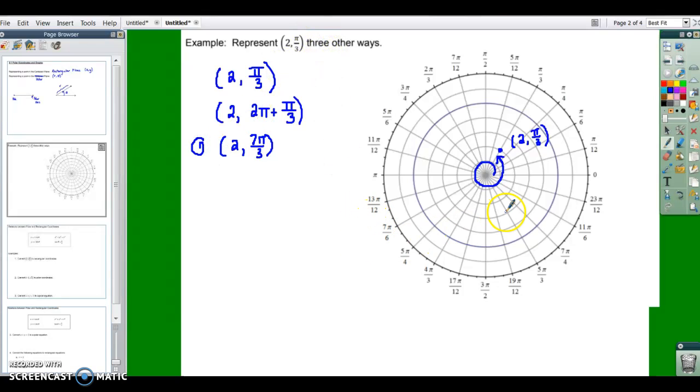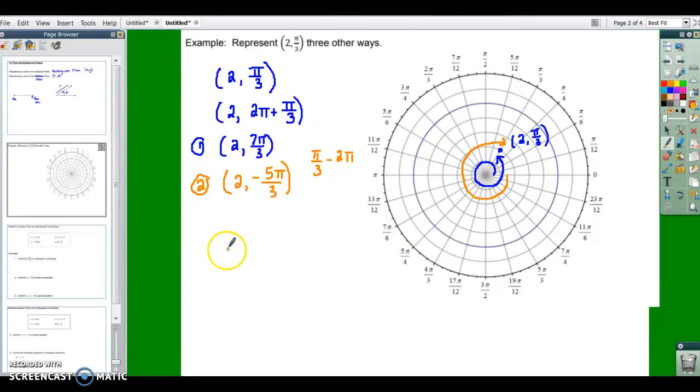Let's talk about a few others. Instead of rotating in the positive direction, I could rotate in the negative direction. Remember, we learned about this when we were doing trig. We said, well, if you rotate in the opposite direction, then your angle is just negative. And so I'm still 2 units away from the origin, but instead of rotating positive pi over 3, I'm rotating negative 5 pi over 3. And how do I know that's negative 5 pi over 3? Well, if I just do pi over 3 minus 2 pi, that'll get me that 5 pi over 3, right? Because I'm rotating around this way. So that's a second representation.